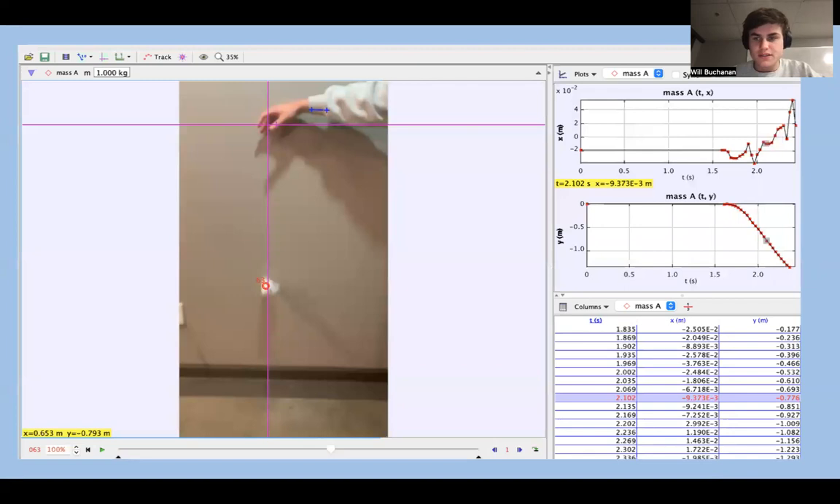So this is what was used to track the object I dropped, which in this case was a fortune teller. And we see that as it was dropped, its distance covered between each time interval increases. And that's because the object is accelerating downwards due to the gravity force present.